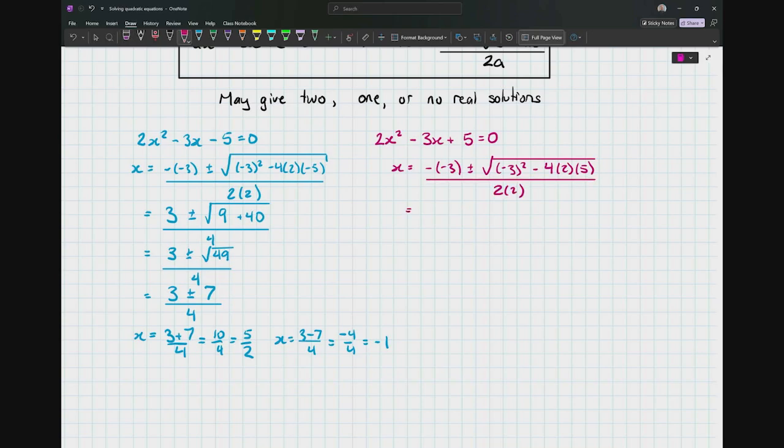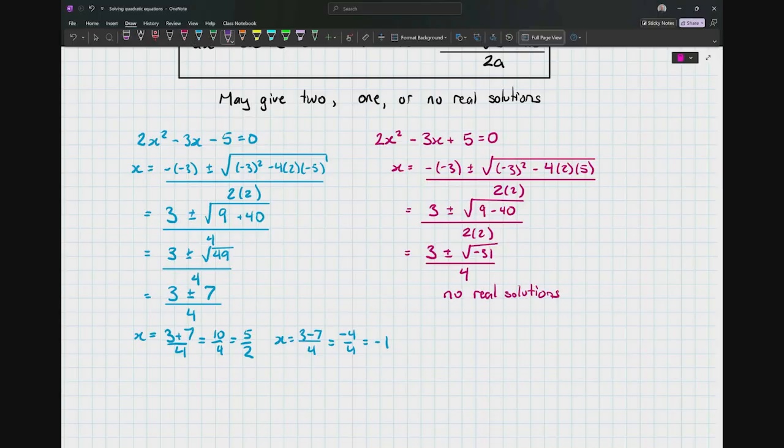Now, when I expand things out, I have 3 plus or minus the square root of 9. And this looks like it's going to be negative now. That's going to be minus 40. That causes a bit of a problem because now we have 3 plus or minus the square root of negative 31 all over 4. Now, the square root of a negative value isn't a real number, so in this case we get no real solutions.